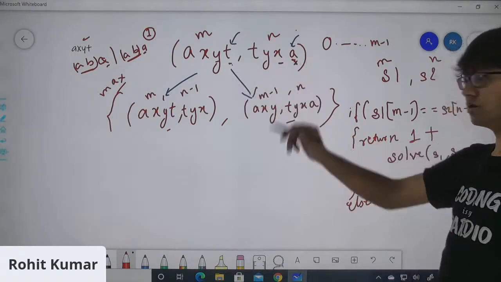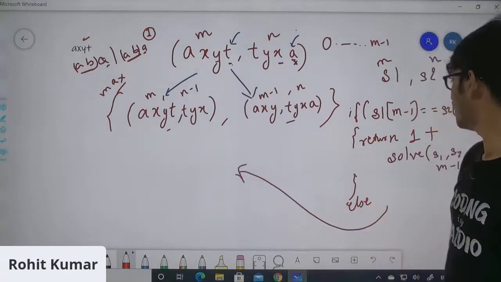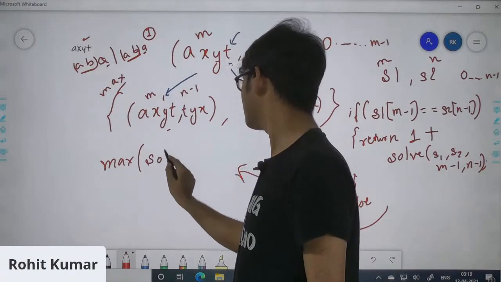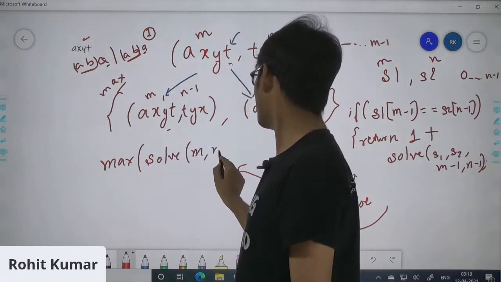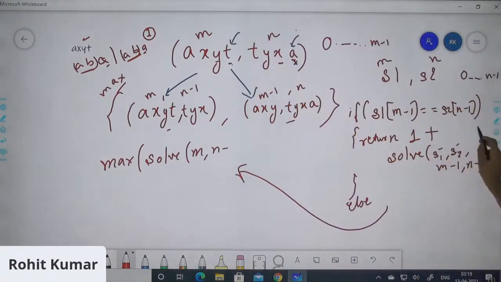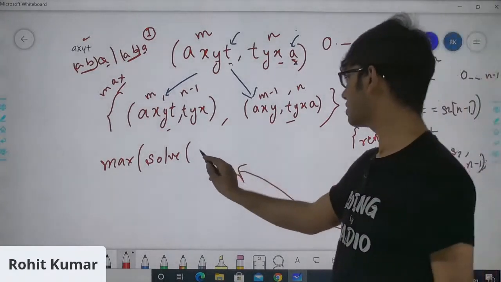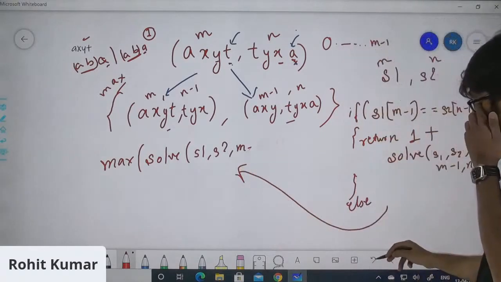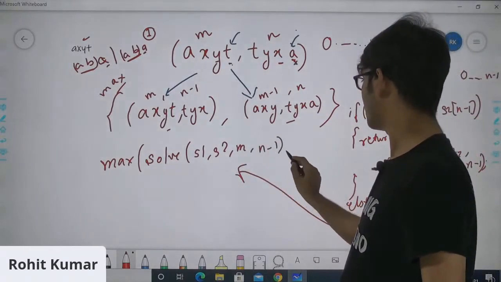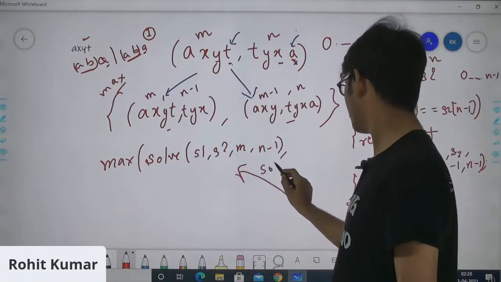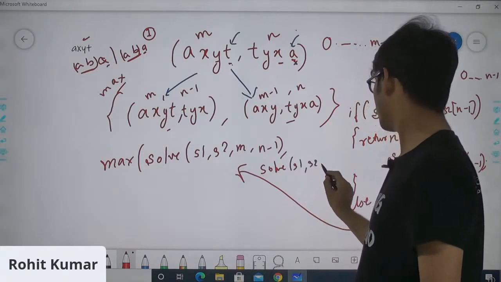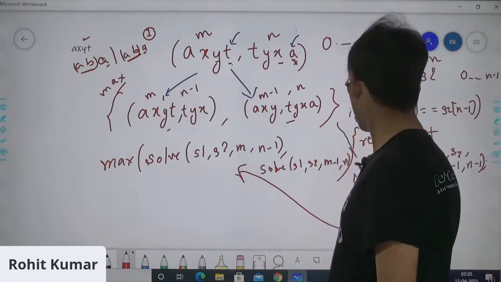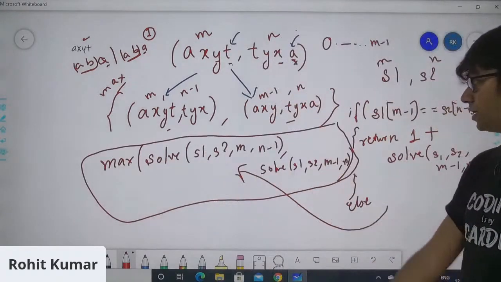Else is the scenario where these two are not equal. So I'll write the else part over here. What we are doing in the else part is taking the maximum of solve with S1, S2 and lengths m comma n minus 1, sorry, the first two arguments are S1 and S2, so we'll write accordingly, max of this as well as solve S1, S2, m minus 1 comma n, right? So this becomes our else part, and we will return it.